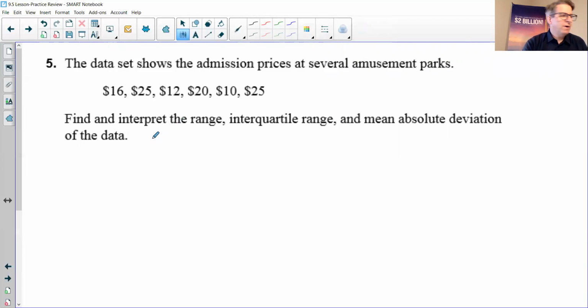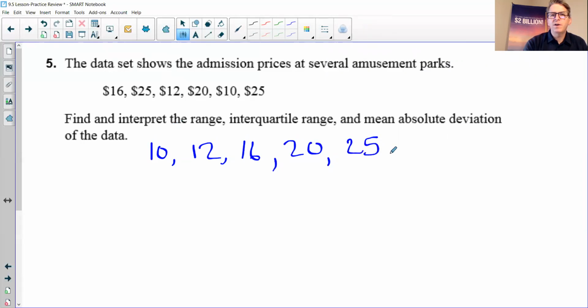So amusement park here, we have $10. I'm not going to put the dollar sign every time. I'll put 10, 12, 16, 20, 25, and 25. These are dollar amounts.